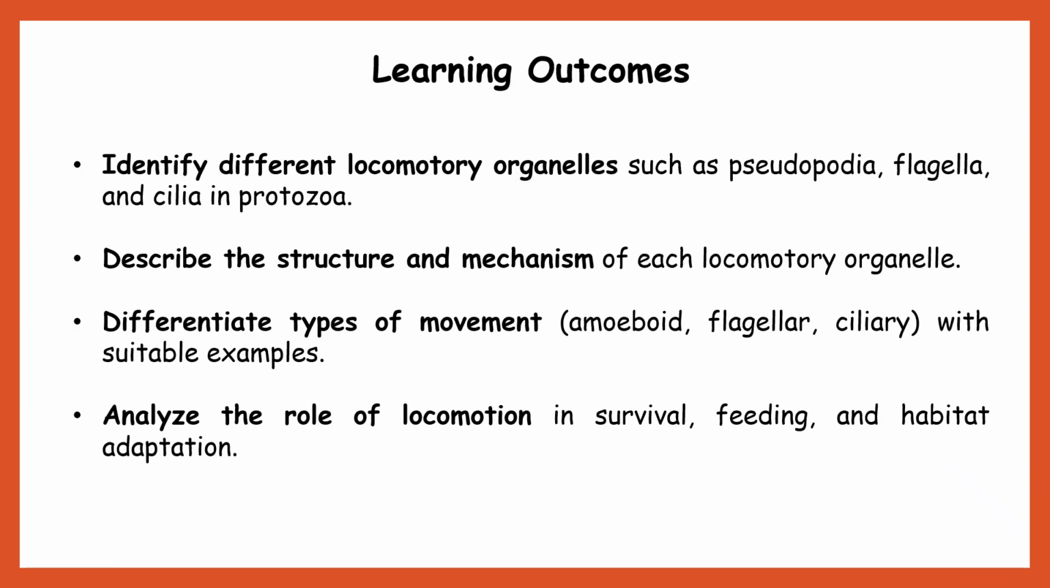After studying this topic, you will be able to identify different locomotory organelles such as pseudopodia, flagella, and cilia in protozoans. You will be able to describe the structure and mechanism of each locomotory organelle. You will be able to differentiate the various types of movements, like amoeboid movement, flagellar movement, and ciliary movement, with suitable examples. And you will be able to analyze the role of locomotion in survival, feeding and habitat adaptation of protozoans.